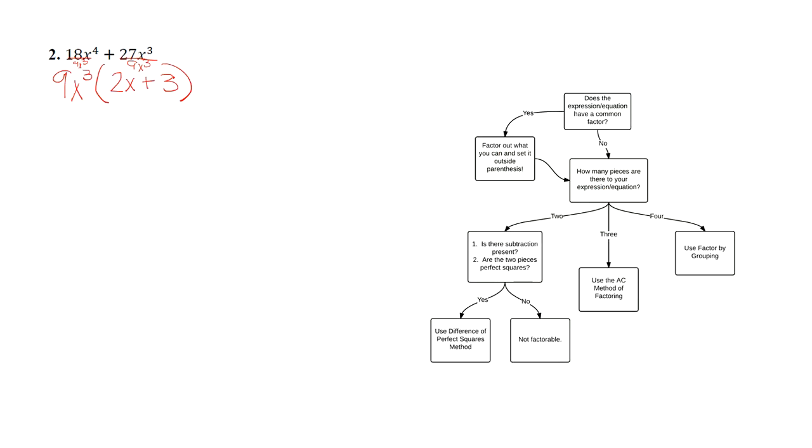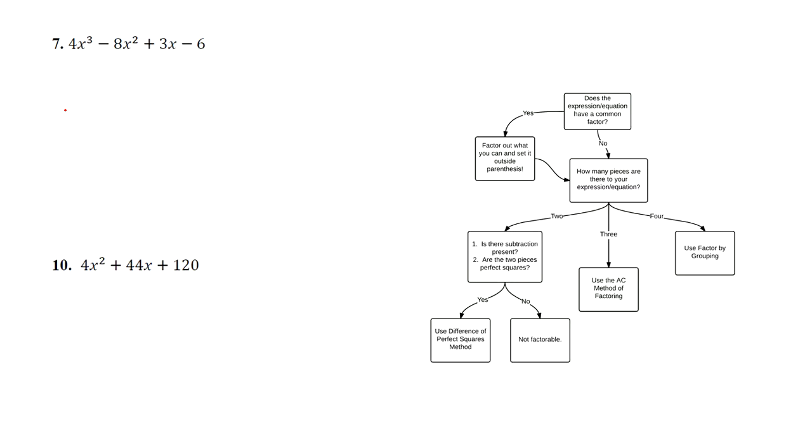How many pieces? Well, there originally were 2 pieces, so 2. Is there subtraction? Nope. Not factorable. So this is my final answer for number 2: 9x cubed times the quantity of 2x plus 3.